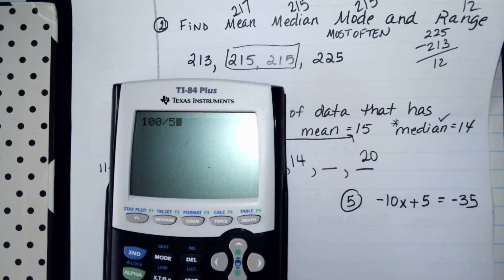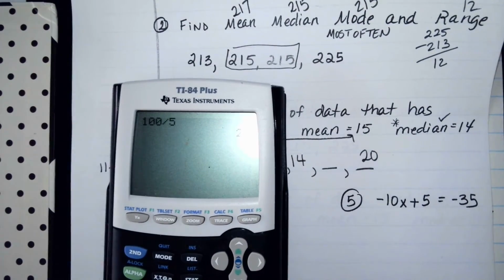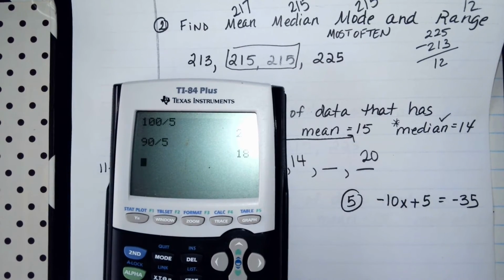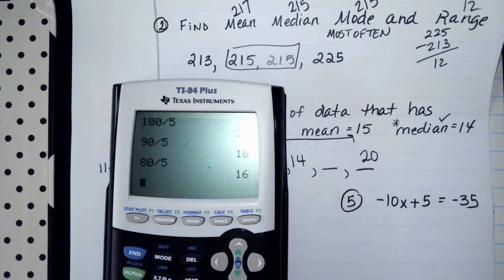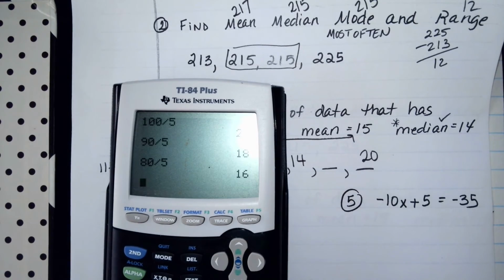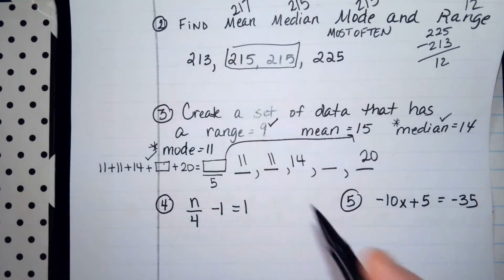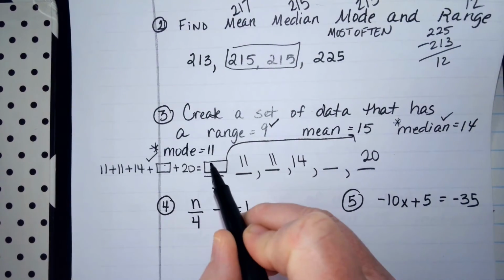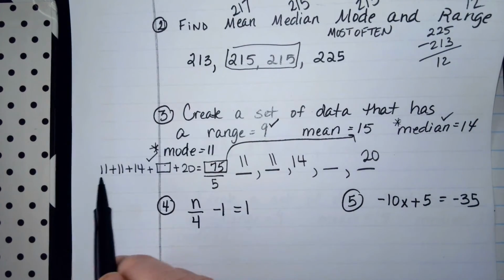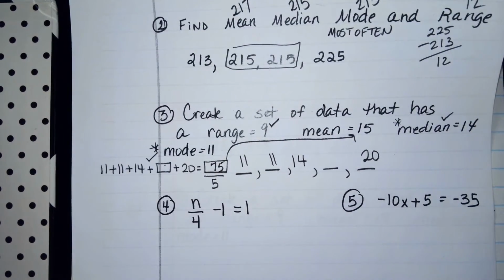100 divided by 5 is 20. That's too big. 90 divided by 5 is 18. That's too big. 80 divided by 5 is 16. I'm close. 75 divided by 5 is 15. A quicker way to get to that would have been to say 5 times 15 is 75. So all of this is supposed to add up to 75.